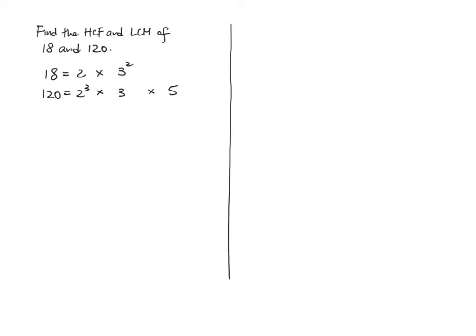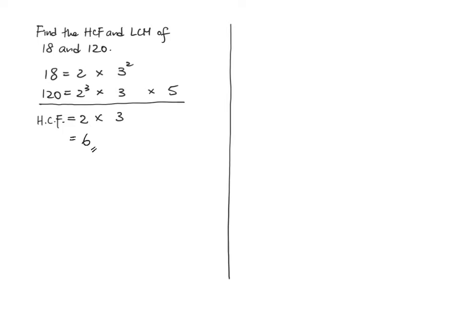And for HCF, what we need to do is we look for the common factors here, 2 and 3, but not 5 because it's not common, right? So for 2, we take the lower power, that is 1. And for the 3, we also take the lowest power, that is also 1. And so HCF is 6.